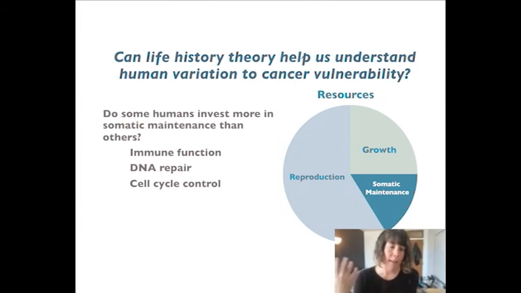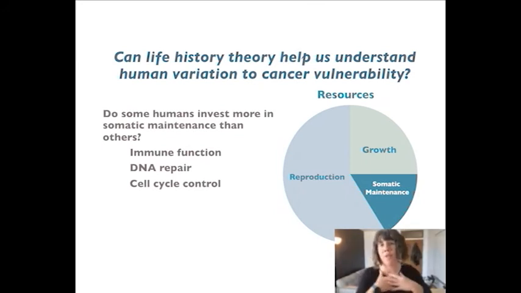So when I started this project, we thought, well, let's back up and think about it in a life history framework. Can life history help us think about breast cancer along with these other evolutionary perspectives? And so we asked the question, do humans invest more? Do some humans have higher somatic maintenance? And if so, should you see that trade-off with reproduction?